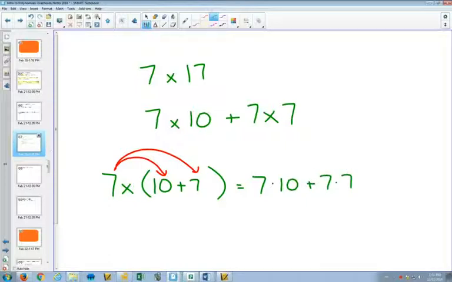What's really nice about that is it changes something that would be hard to multiply in your head into 2 things that are in your 10 times table that you know. 7 times 10 is 70. 7 times 7 is 49. Add them together and you get 119. So, in this case, the distributive property actually helps us more than what we would normally do with order of operations. Normally in order of operations, you'd add the 10 plus 7 together, but then you might get a number that's too hard to multiply. So it makes sense to use the distributive property, and then you can add things up easier.